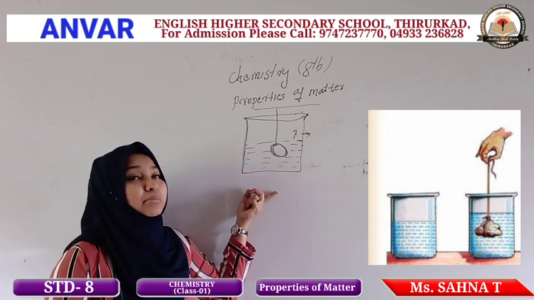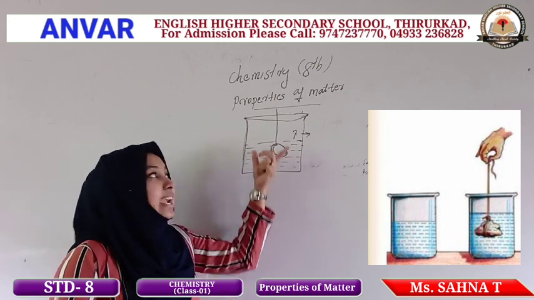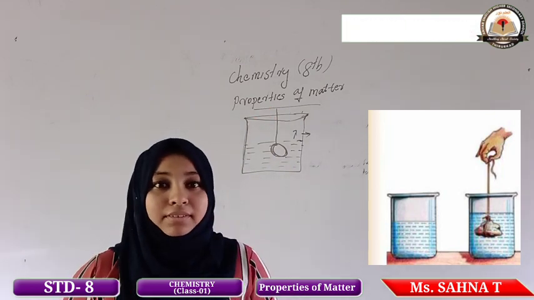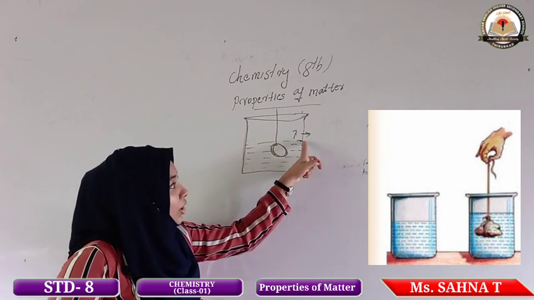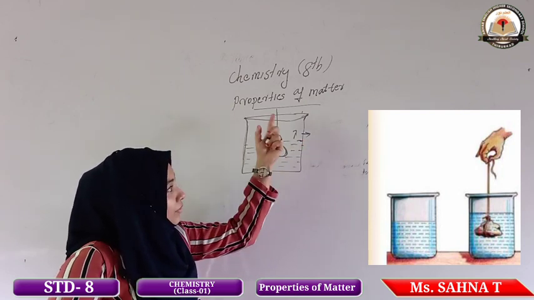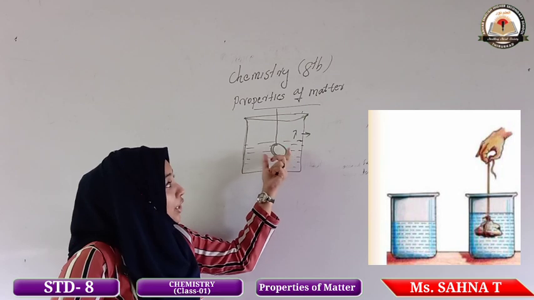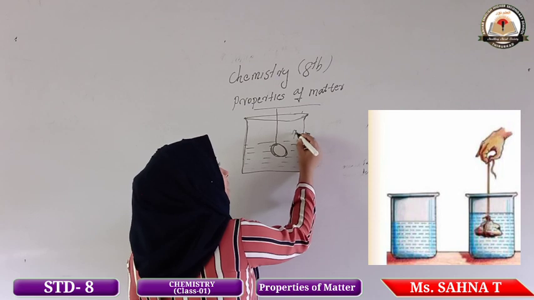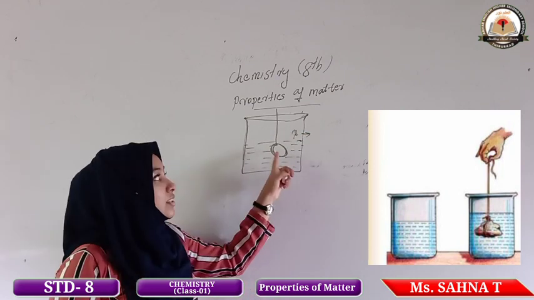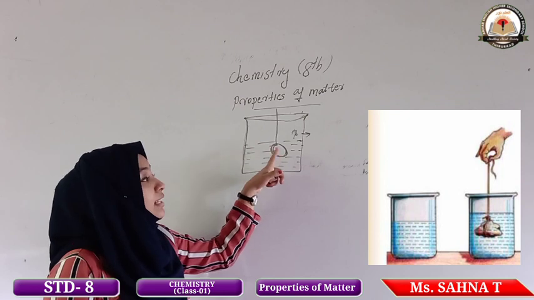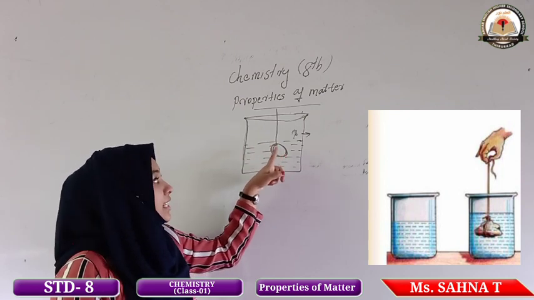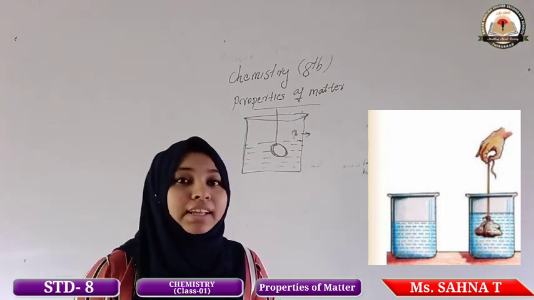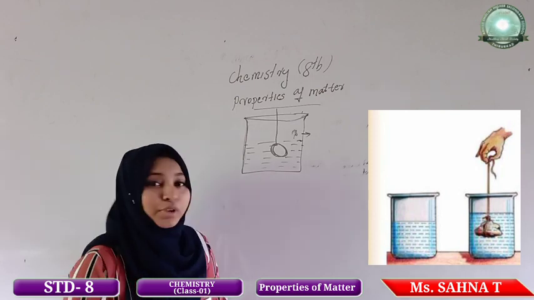It is a very simple experiment: when we take a beaker filled with water and dip a stone into the beaker, the level of the water increases, because the stone is matter. This matter needed space to exist in the water, so the level of the water increases. That is the first experiment.